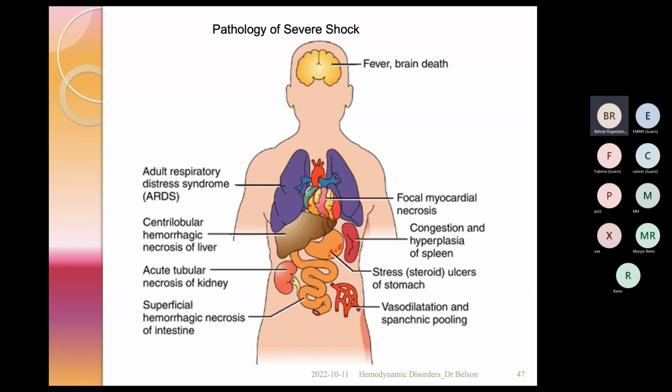So adult respiratory distress syndrome: in the lungs it looks like people with severe COVID-19 disease. Central lobular hemorrhagic necrosis of the liver, acute tubular necrosis of the kidney, which is why he gets renal failure, liver failure, myocardial infarction or necrosis, and so on. So most of his organs will be just dead before the death itself happens.